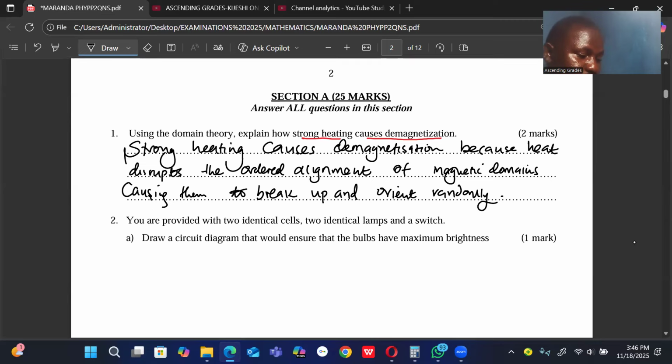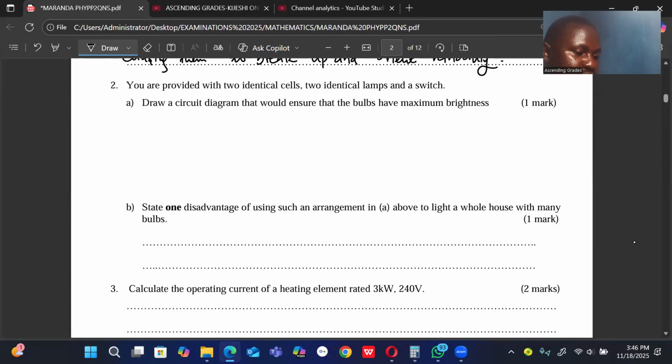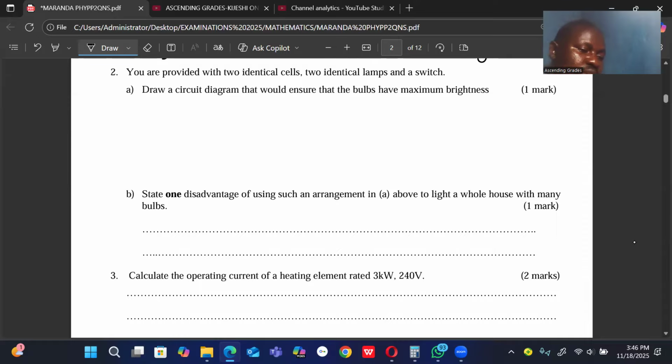Question 2, you're told that you are provided with two identical cells, two lamps, and a switch. Then you are told to draw a circuit diagram that would ensure the bulbs have maximum brightness. The first thing that we need to do for us to have maximum brightness, then we need to ask ourselves, how are we going to arrange the cells?